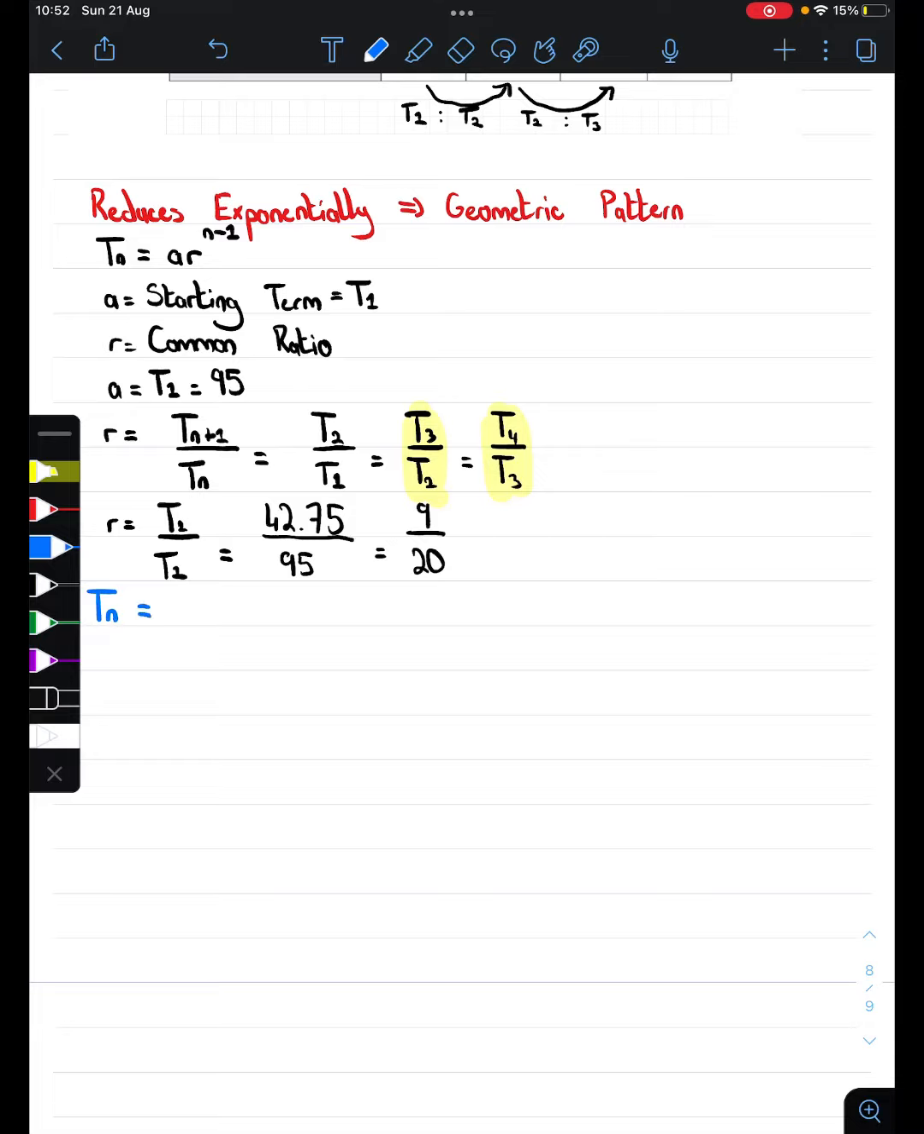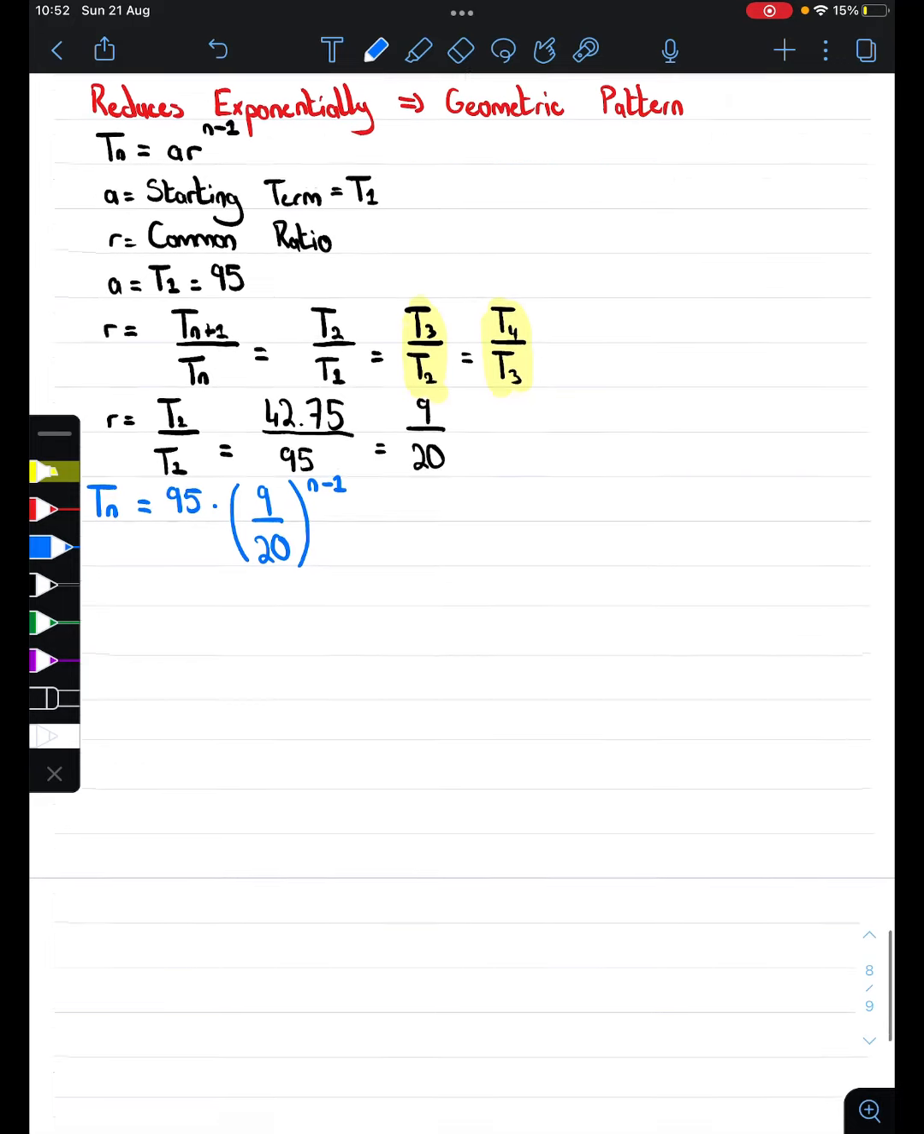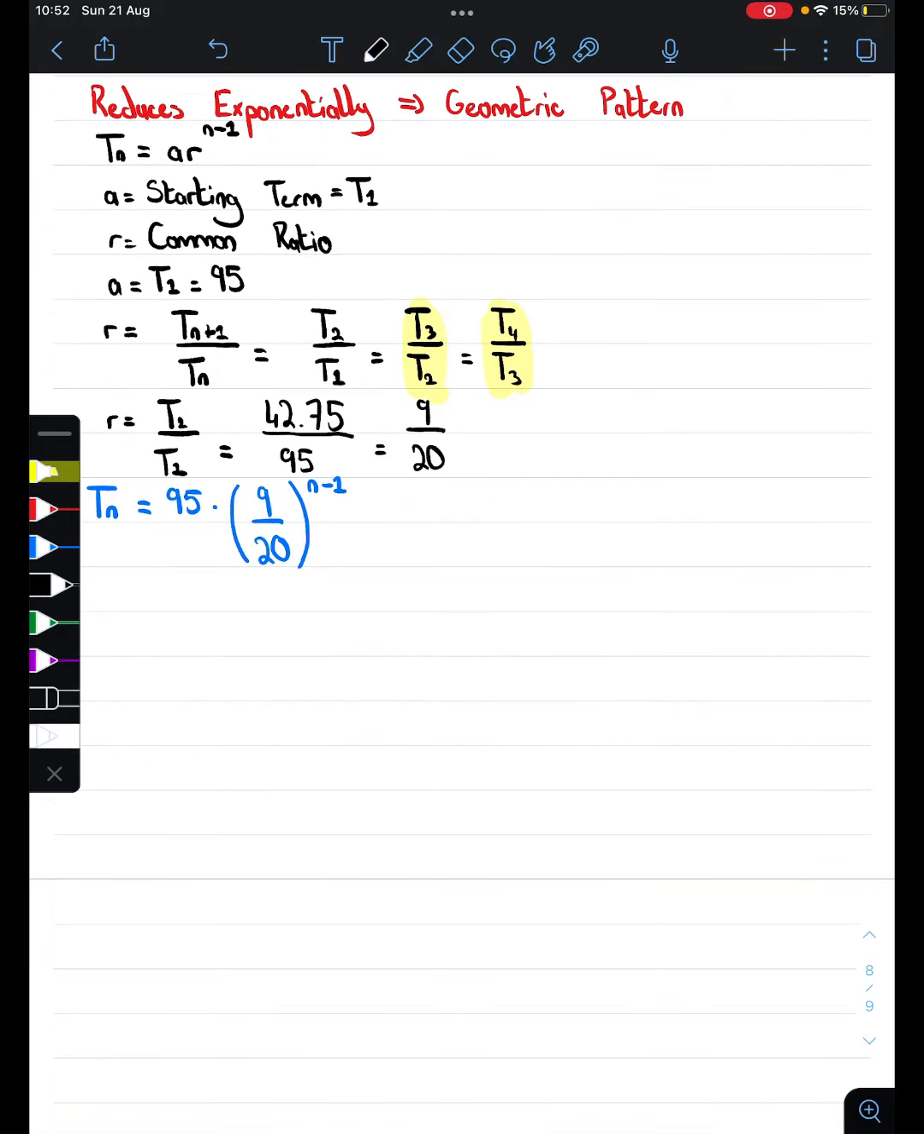So we now have a formula for our pattern. Tn, the value of the nth term, is 95 by r, 9 over 20, to the power of n minus 1. Okay, and what is it we're looking for? We're looking for the first term such that Tn is less than 0.01.